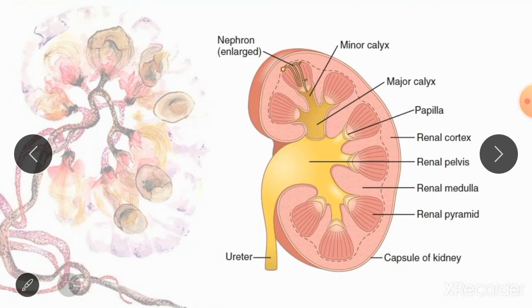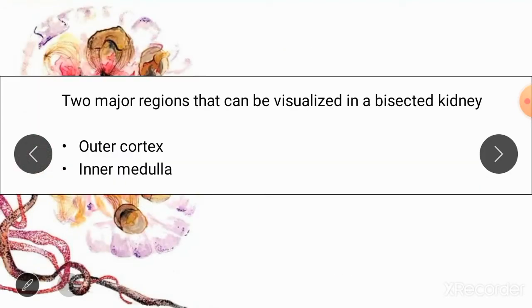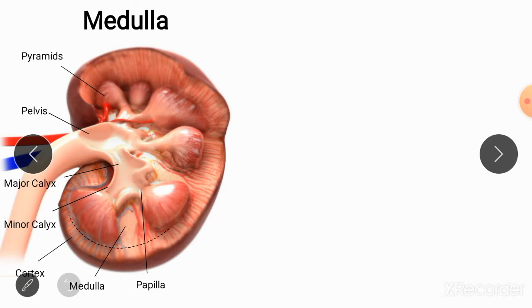So let us discuss this in detail. As I mentioned before, the kidney, when bisected, can be visualized and differentiated into two major regions, the outer cortex and the inner medulla. So here you can see this outer region is the cortex, and this inner region is the medulla, and I have differentiated it with this dotted line over here. So the portion which lies outside is known as the cortex of the kidney, and the portion which lies towards the center is known as the medulla or medullary region of the kidney.